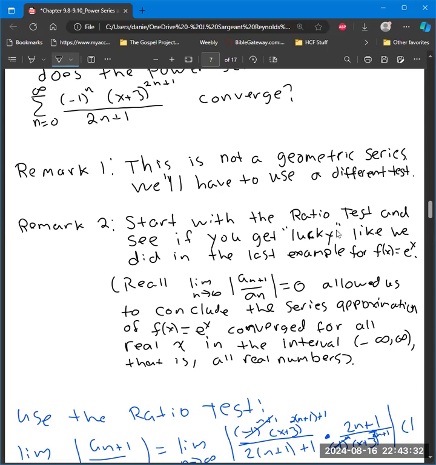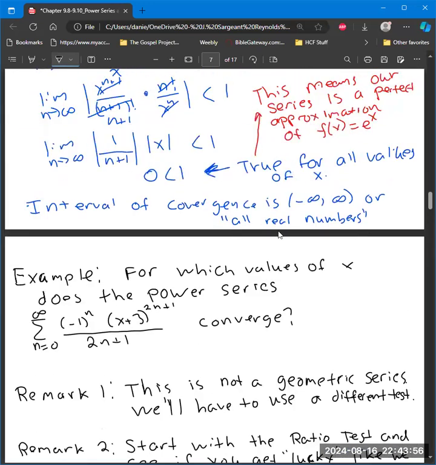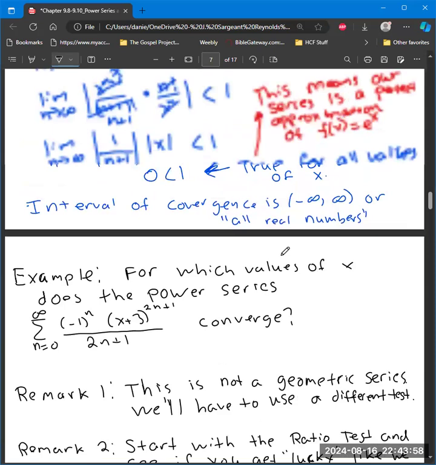So recall that if the limit as n goes to infinity of the ratio of the n plus 1th term divided by the nth term is equal to 0, that allows us to conclude that the series approximation converges for all real values of x, like it did for e to the x, and that the interval of convergence is going to be all real numbers. Just remember how we did that in this previous problem. That's one of the things that it can tell us.